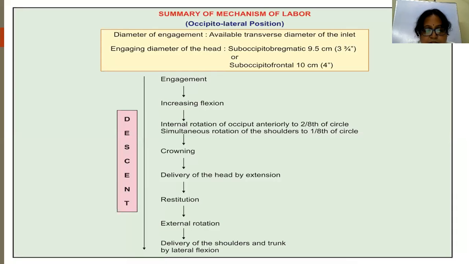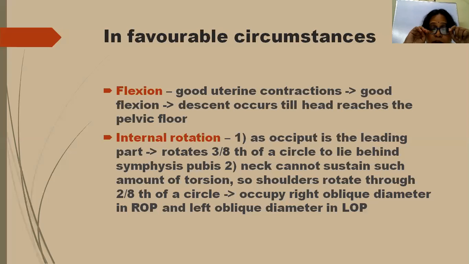Restitution always occurs in the direction opposite to internal rotation, you have to remember that, and external rotation also occurs in the same direction as restitution. And then delivery of the shoulders and trunk will take place by lateral flexion. So this is what happens in normal occipito-anterior. Now we will see what happens in occipito-posterior position.